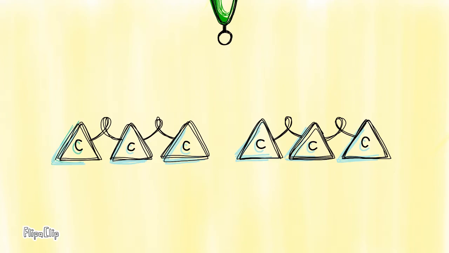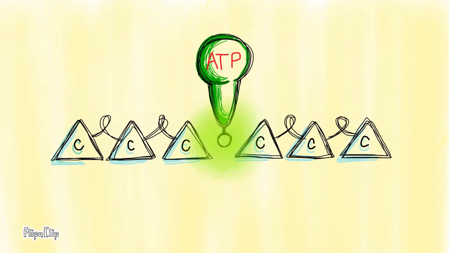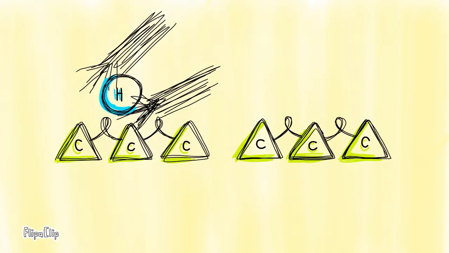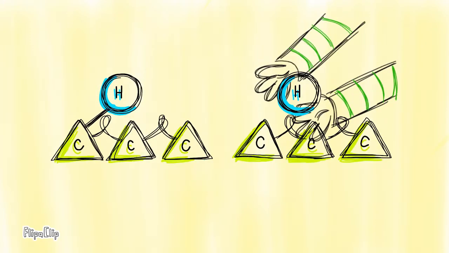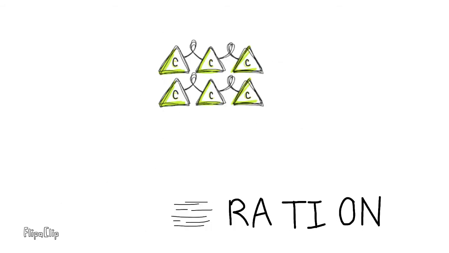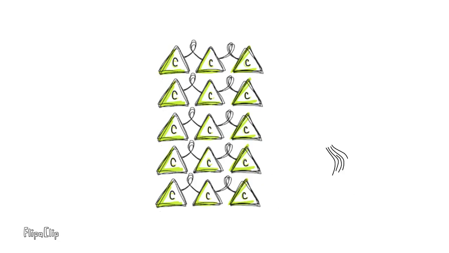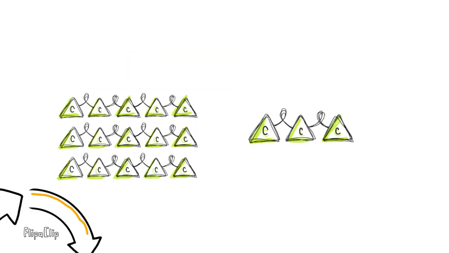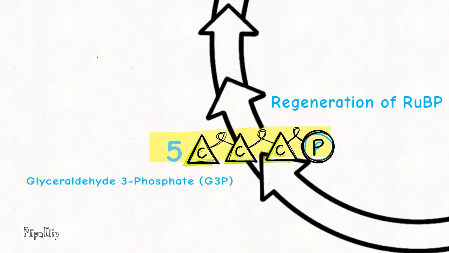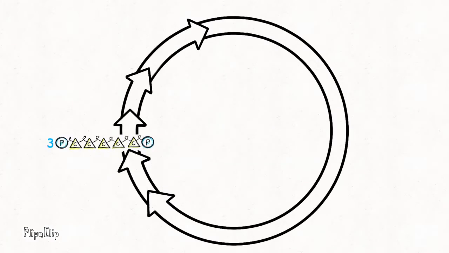The ATP and NADPH are used to convert the 3 PGA molecules into molecules of a 3-carbon sugar, glyceraldehyde 3-phosphate. This is where NADPH reduces a 3-carbon intermediate to make G3P. Some G3P molecules go to produce glucose, while others must be recycled to regenerate the RuBP acceptor. While the other 5 must be recycled to regenerate 3 molecules of the RuBP acceptor.